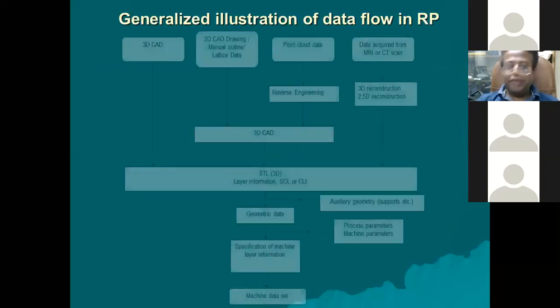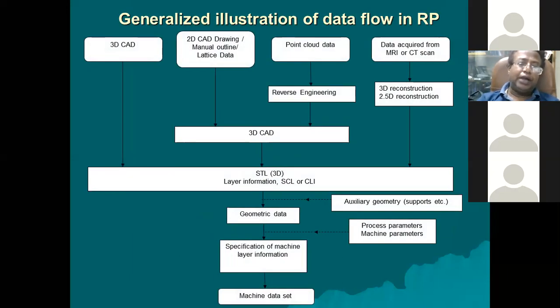Now the next is the data flow. What kind of data can we use? The data which we can use is the 3D CAD, as I have already told, which is converted to an STL file. We can also use 2D drawing, which can be converted to 3D CAD, then STL, and you can print.